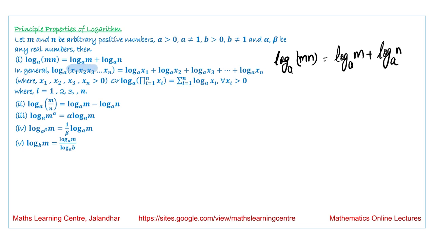We are saying that if it is x1, x2, x3, and so on up to xn, then we write log of x1, log of x2, log of x3, up to log of xn, and the base we have over here is a, the same in all these cases.